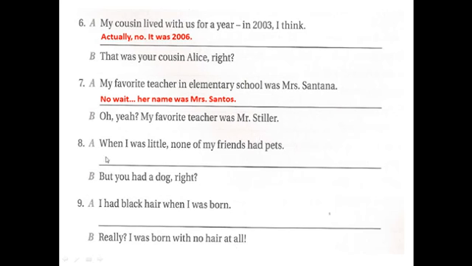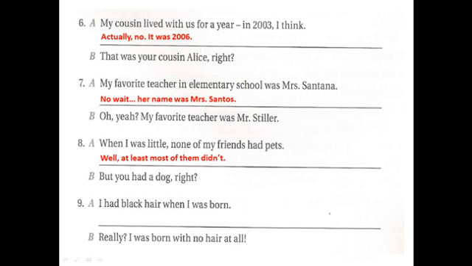Number 8. When I was little, none of my friends had pets. Well, at least most of them didn't. But you had a dog, right? So that's why he made a mistake and said at least most of them, most of them didn't have any.